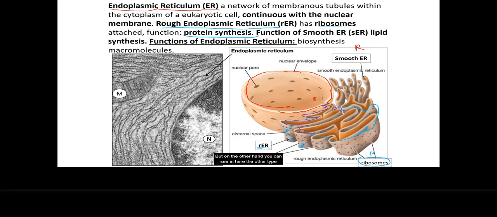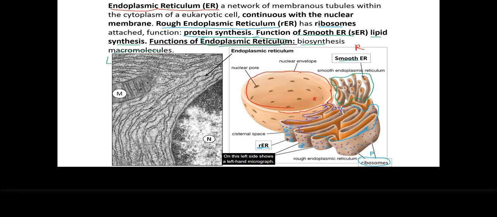But on the other hand, you can see here the other type of the endoplasmic reticulum. Let's make it green here. This type lacks ribosomes on the surface. This is why it's called smooth endoplasmic reticulum. Its main function is lipid production, lipid biosynthesis. But if we talk overall about the function of the endoplasmic reticulum, both rough and smooth, we can say synthesis of macromolecules, biosynthesis of macromolecules.